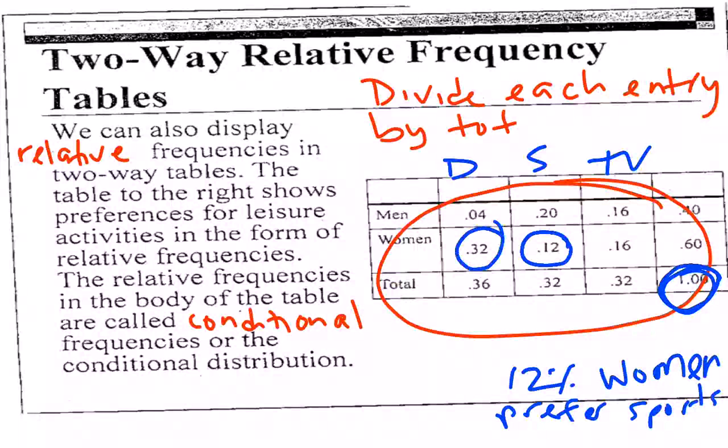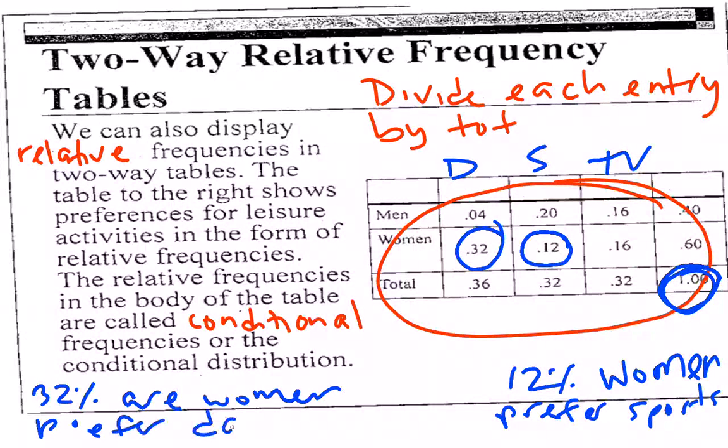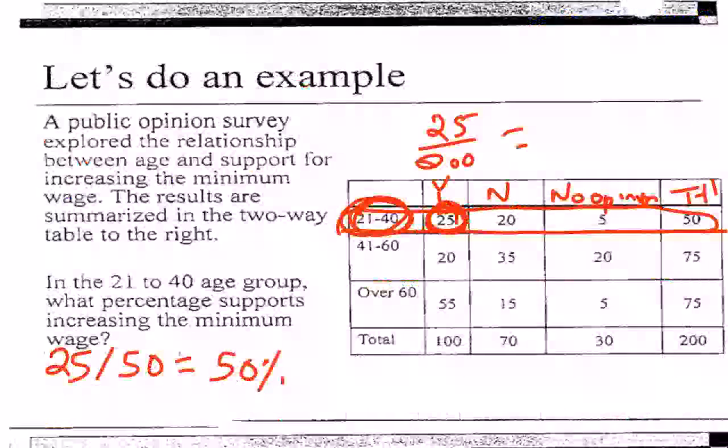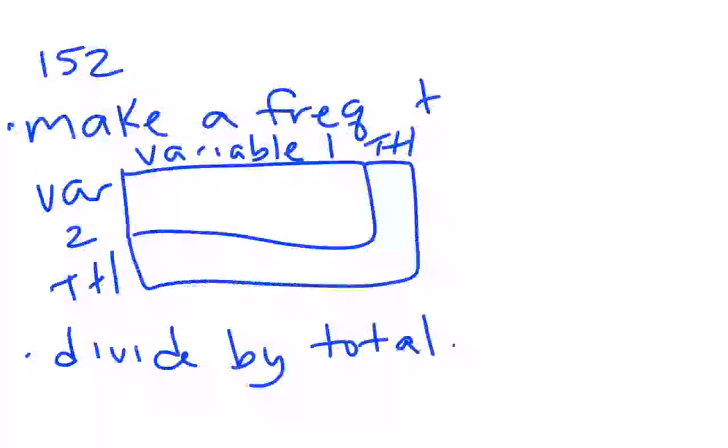The 0.32 means that in my respondents, 32% are women who prefer dance. I can compare it to all of the women. I would do 0.32, let me do that in a different color, 0.32 over 0.60, that would give me the percentage of only women who are preferring dance. So you have to know, am I comparing to the total or am I comparing to just one row or column?